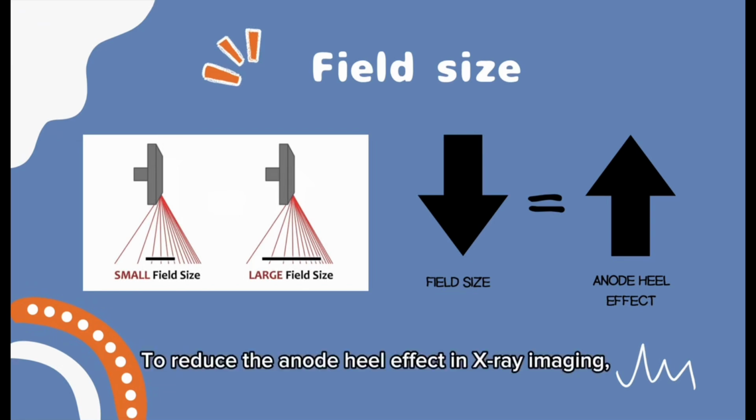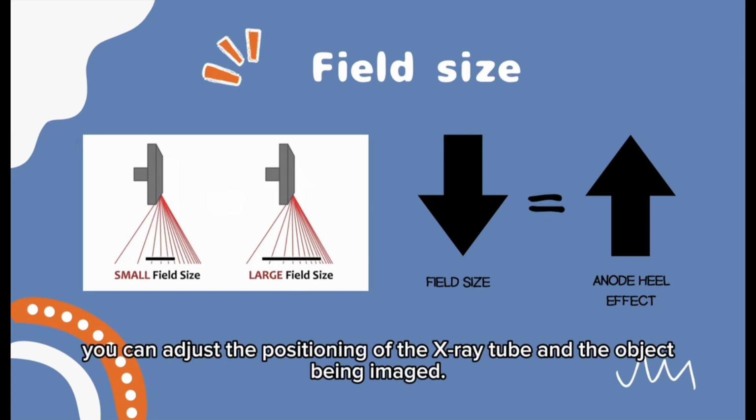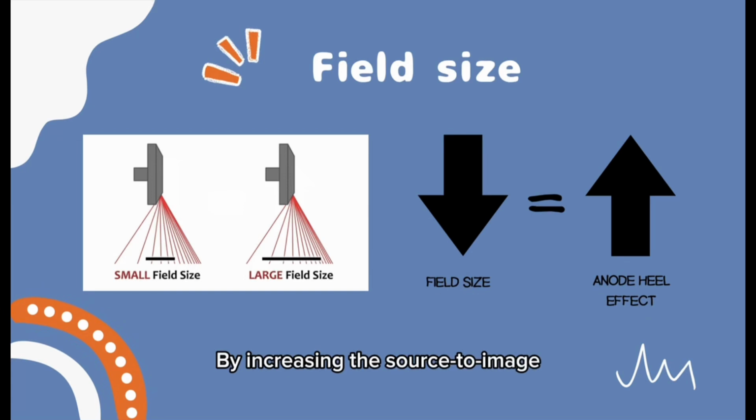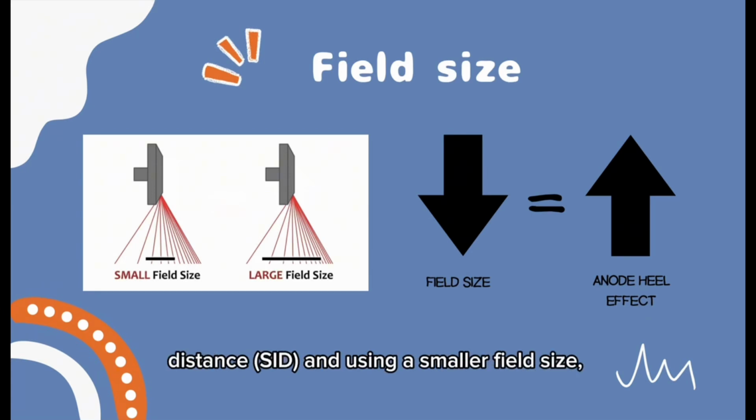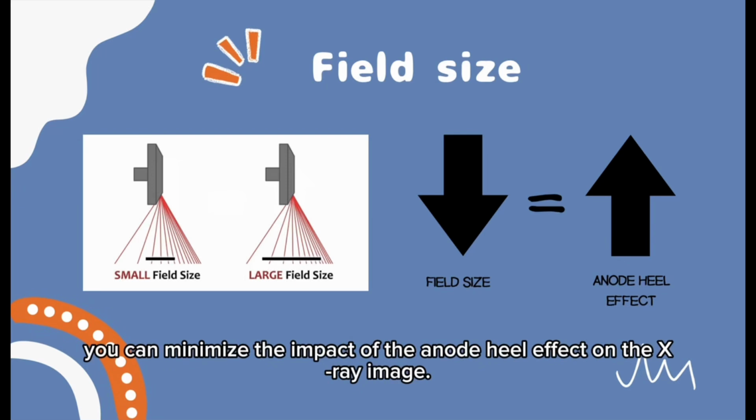To reduce the anode heel effect in X-ray imaging, you can adjust the positioning of the X-ray tube and the object being imaged. By increasing the source to image distance and using a smaller field size, you can minimize the impact of the anode heel effect on the X-ray image.